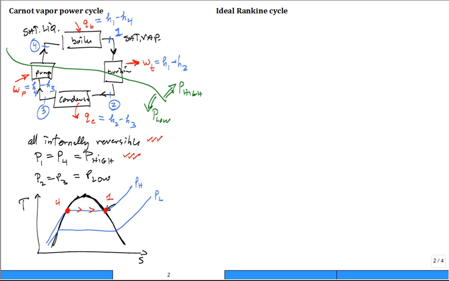You do a second law analysis. You conclude, what about S on the exit of the turbine versus S on the inlet to the turbine? It's equal. So S2 is equal to S1. It's directly below on a temperature entropy diagram. State 2 is directly below.